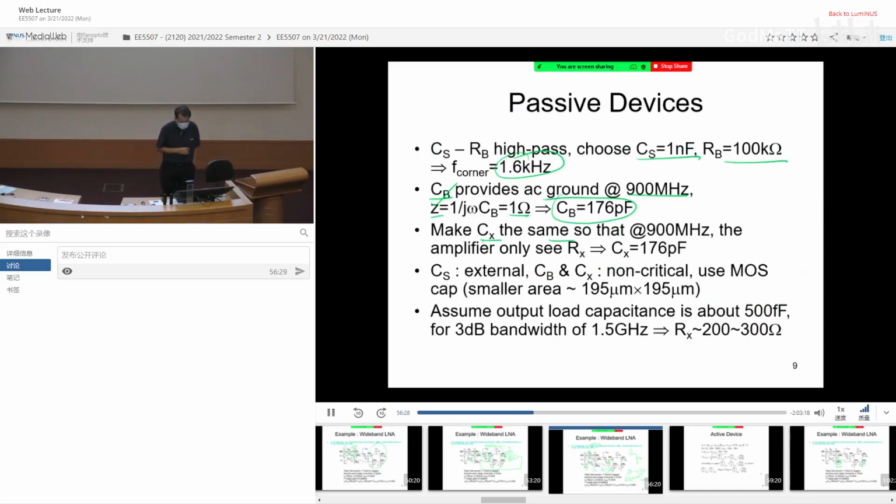So CS is external, CB and CX is non-critical. You don't want to put so many capacitors outside. So CS makes sense because it's right away before the input antenna. So I can put it there externally.